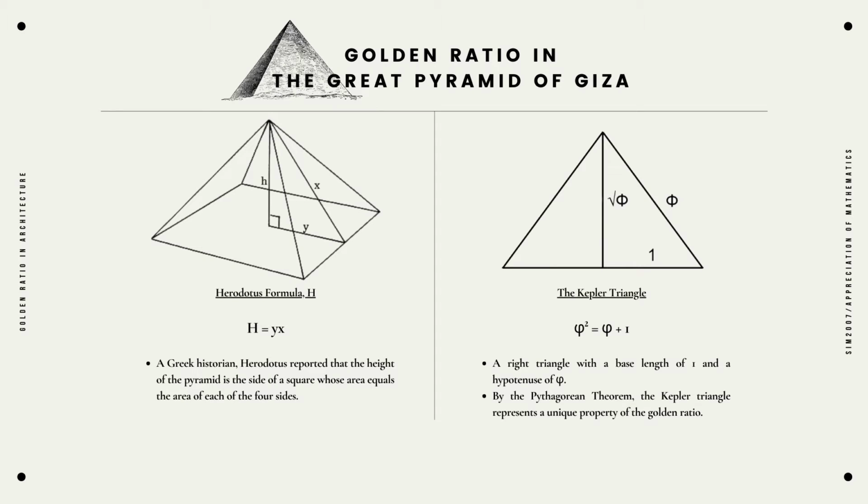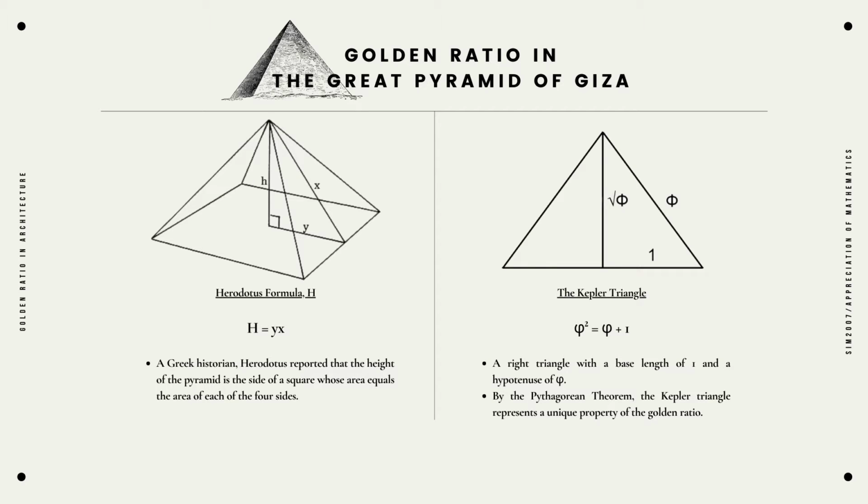There are 2 main concepts being applied in the Pyramid of Giza. The first one is the Herodotus formula, which was reported by a Greek historian named Herodotus. It says that the height of the pyramid is the side of a square whose area equals the area of each of the 4 sides. This gives us the formula h = √(yx), where y is half of the pyramid base and x is the slant height of the pyramid.